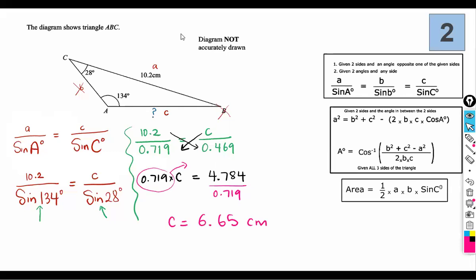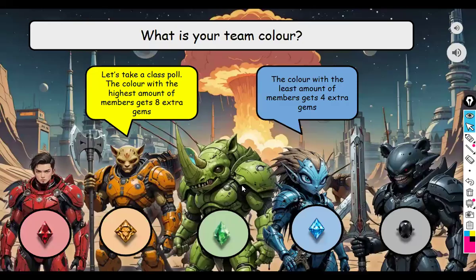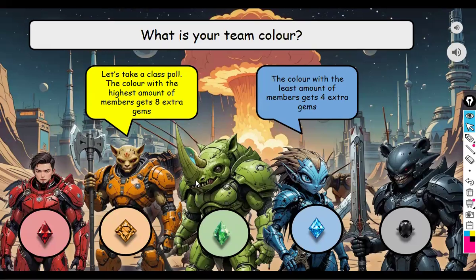Class is almost over, guys. I know it's almost over. All right, so let's see. Oh, this is a fun one. We're going to get a vote now on the team colors. There are 5 teams, and you're going to take a class poll. The team with the highest number of members gets 8 extra gems of your choice, and the least popular team gets 4 extra gems. Seems like a good deal.